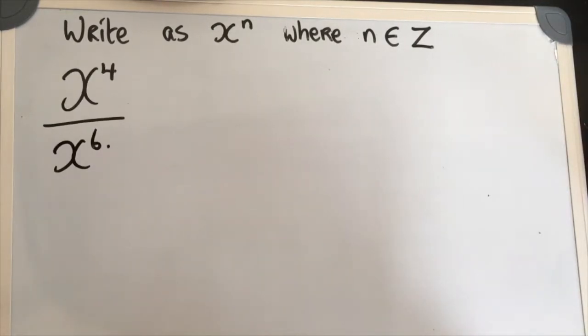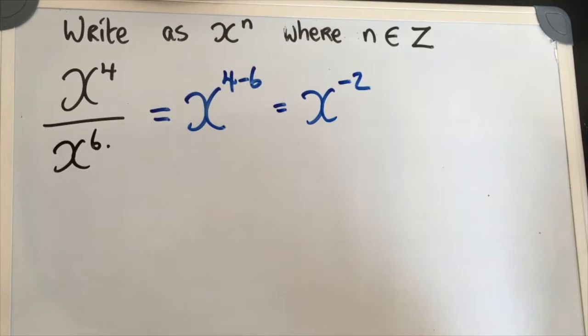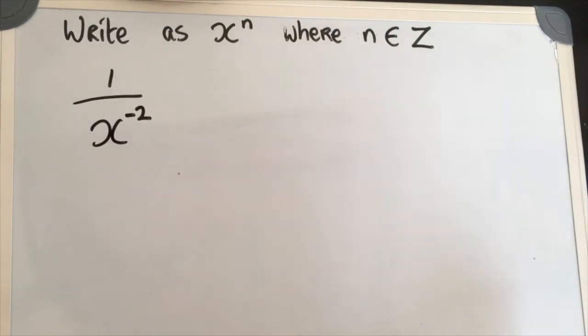Now we're taking the base to be a variable. So we've x to the power of 4 divided by x to the power 6. I'm asked to write it as x to the power of n, where n is an integer. Pause the video and see if you can work it out. Now let's take a challenge. Pause the video to see if you can find out what the answer to this sum is.